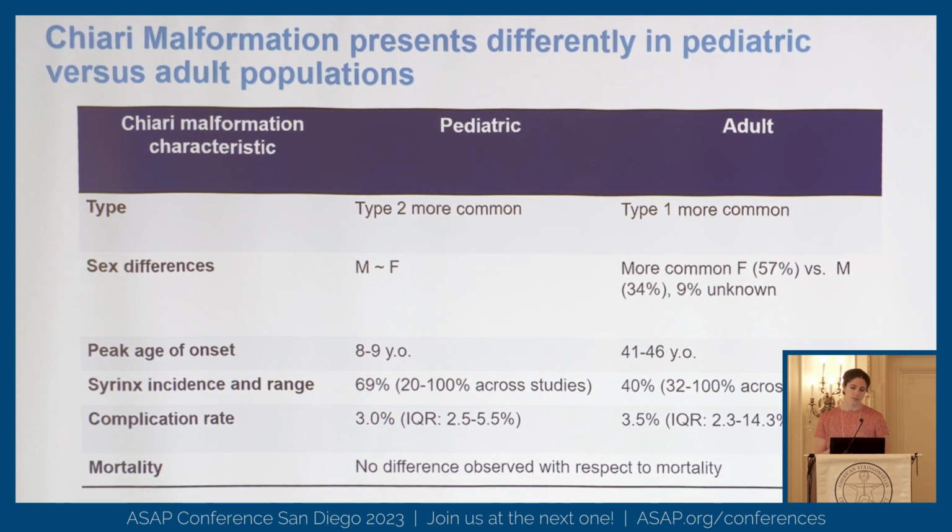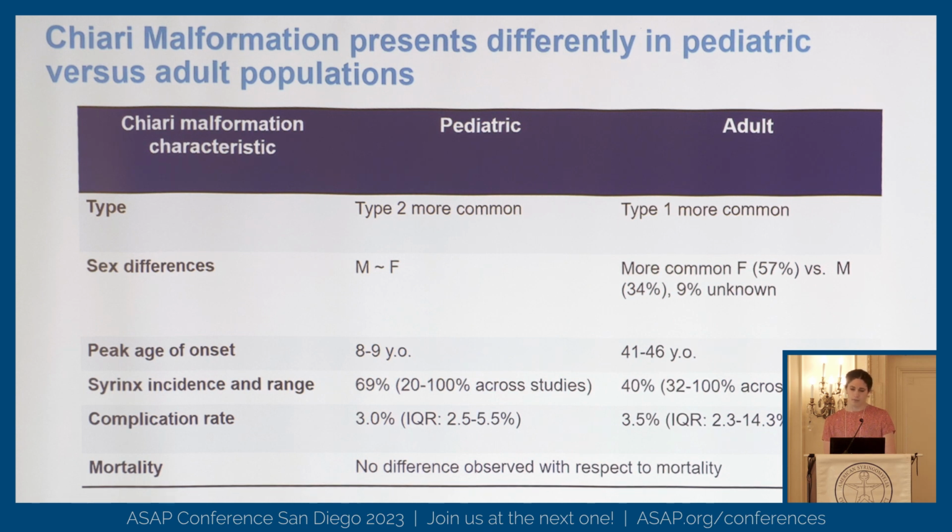There's 2 different peak ages of onset. So pediatric patients or kids with Chiari malformations are usually going to present between 8 to 9 years old, and adults are going to usually present sometime in their 40s. At least that's the median. Syrinxes are going to be more common in children, although also quite common in adults, and usually is a major motivation for surgeons to choose to operate.